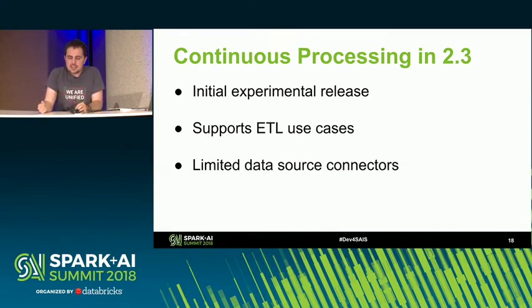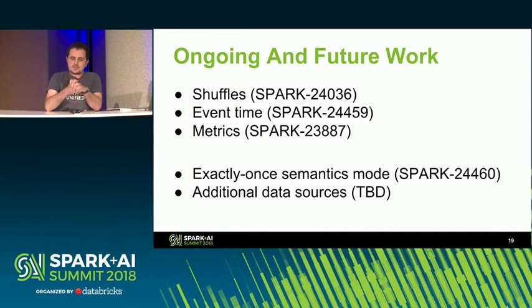Another limitation is that we have a limited number of data source connectors for continuous processing. For complicated reasons, we couldn't completely reuse the microbatch ones. So that's another area of support we're looking to add. Basically there's a big list of stuff that we know we need to work on, and we're actively working on a lot of it. So we're working on a continuous shuffle operator. That's been my major area of focus for the past month or so.